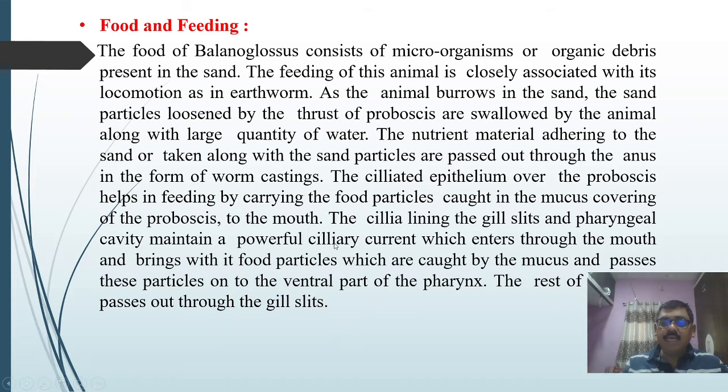Due to the ciliary current, food is brought toward the mouth, and within the mouth there is mucus. These food particles get attached to the mucus, which passes them to the ventral part of the pharynx, and the rest of the water goes outside through the wall, that is the gill openings or gill slits. So this is how the feeding occurs.